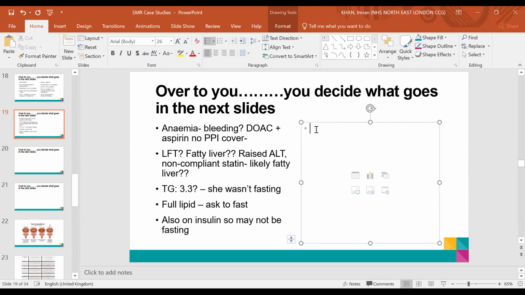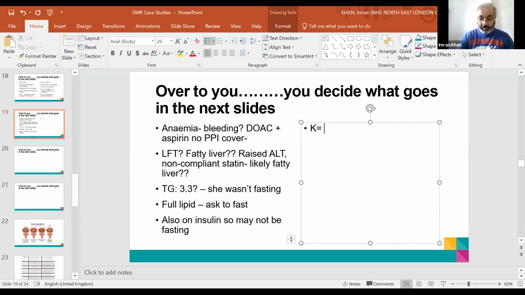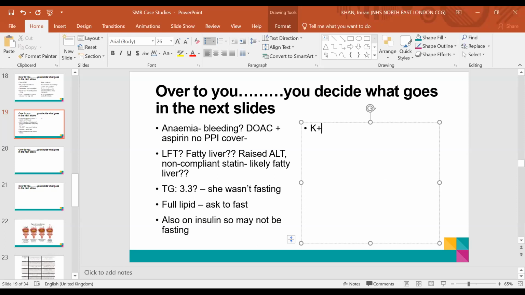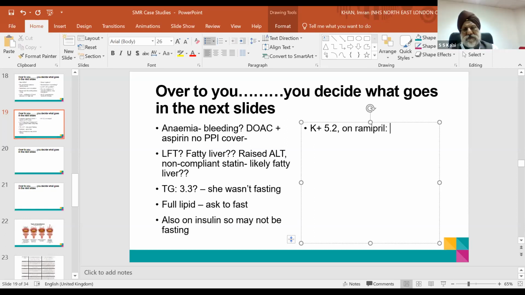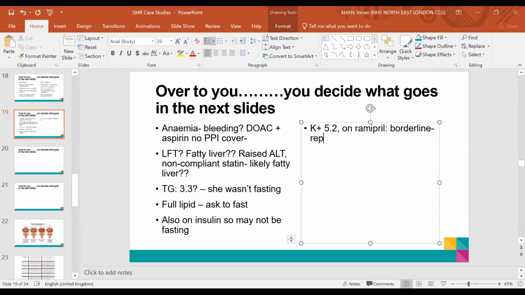I've just noticed the potassium level was 5.2. Now she is on Ramipril. So what would you do if you had a 5.2? Well, I think that's borderline, a bit hard to be on Ramipril, to be honest. But, borderline. So you'd normally repeat that because you'd also want to check it hasn't just hemolyzed, your sample.